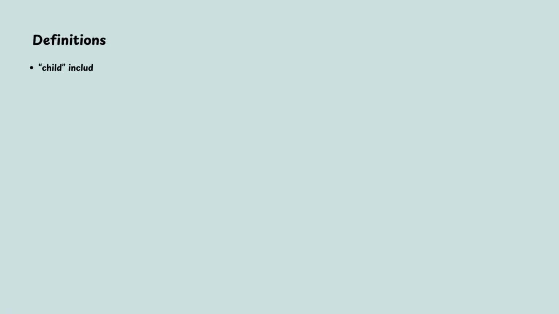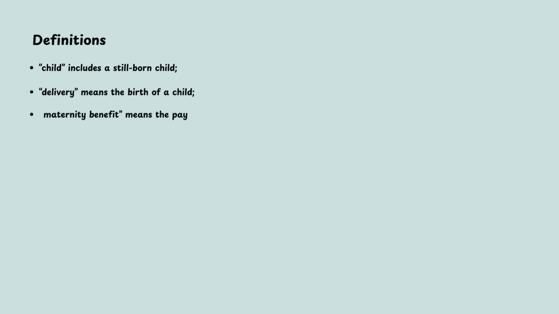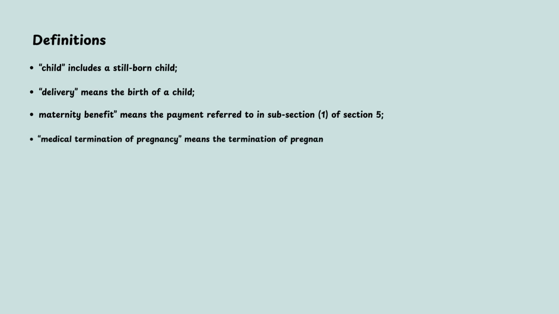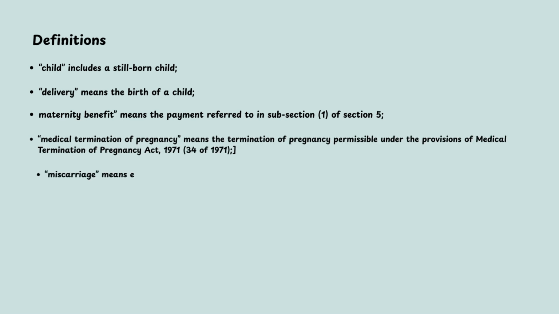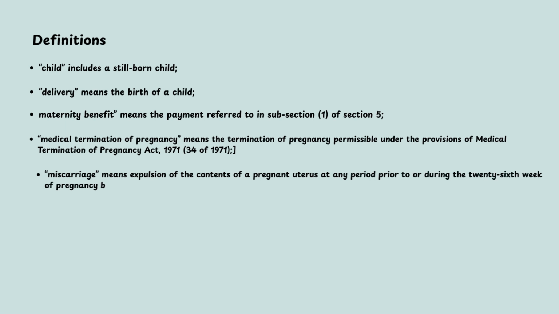Child includes a stillborn child. Delivery means the birth of a child. Maternity benefit means the payment referred to in subsection 1 of section 5. Medical termination of pregnancy means the termination of pregnancy permissible under the provisions of the Medical Termination of Pregnancy Act, 1971. Miscarriage means expulsion of the contents of a pregnant uterus at any period prior to or during the 26th week of pregnancy but does not include any miscarriage, the causing of which is punishable under the Indian Penal Code, 45 of 1860.